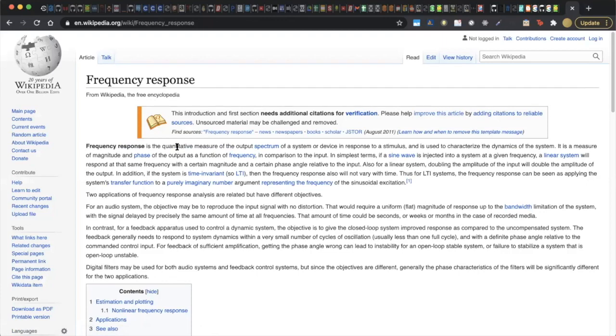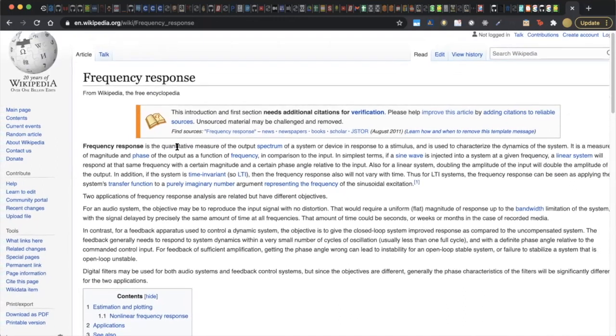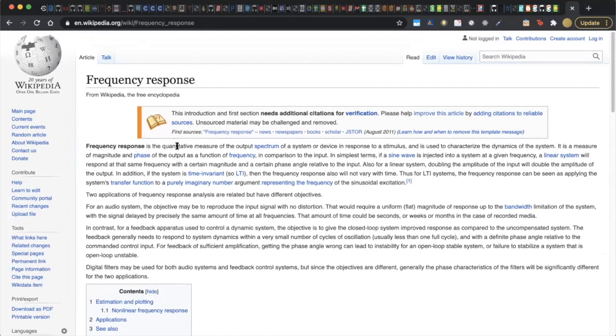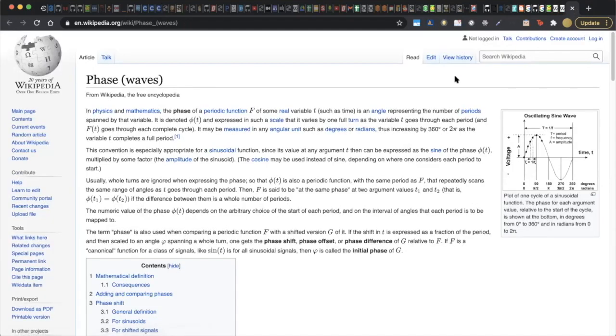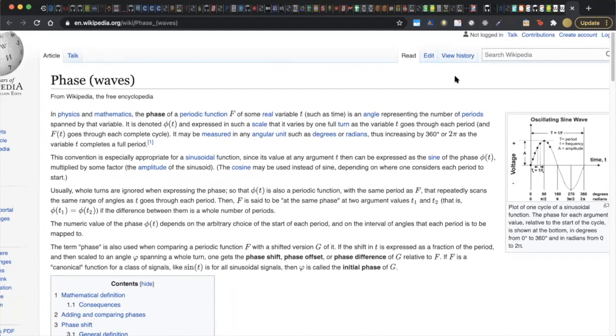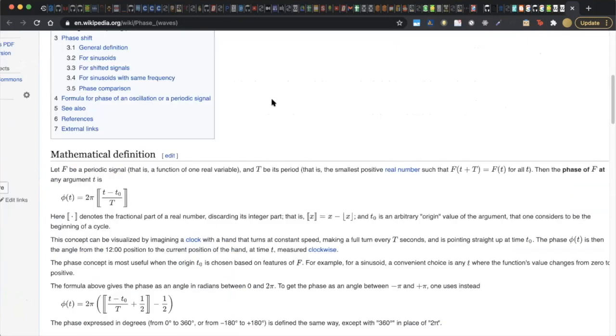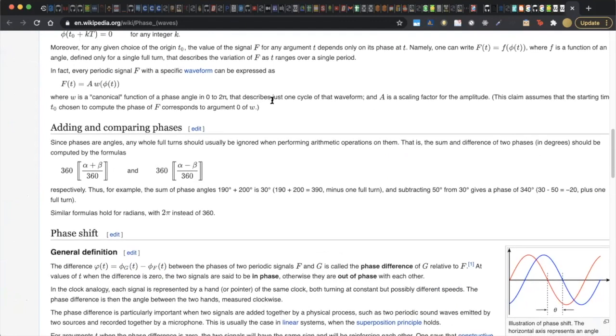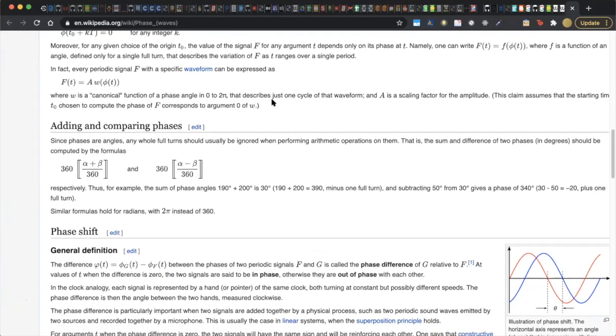It says frequency response, a quantitative measure of the output spectrum of a system or device in response to a stimulus, is a measure of magnitude and phase. All right, I'm going to right click on this, see what they mean by phase. In physics and mathematics, the phase of a periodic function f of some real variable t is an angle representing the number of periods spanned by that variable. Okay. So it looks like in nature, there's more information than magnitude embedded in what nature has to offer.